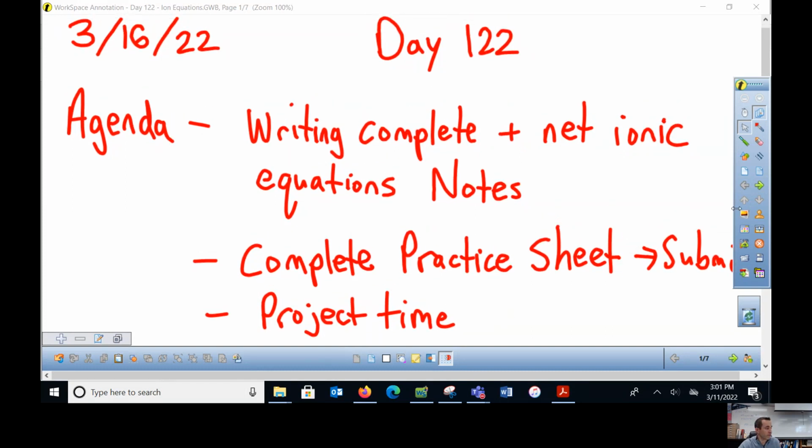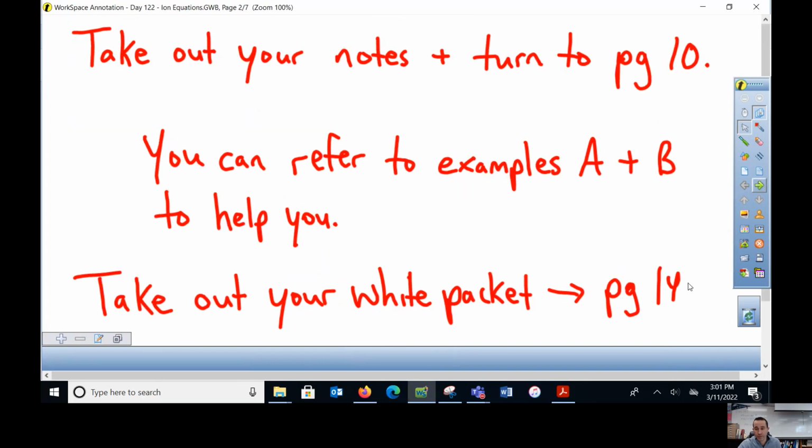Once we're done, the sub's going to give you a practice sheet. And actually, we're going to work on some of that practice sheet, so hopefully the sub already gave you the paper. We took notes on page 10 on how to do this. In most classes, we did example A and example B on page 10 in our yellow packet. One period, I believe first period, we only did example A.